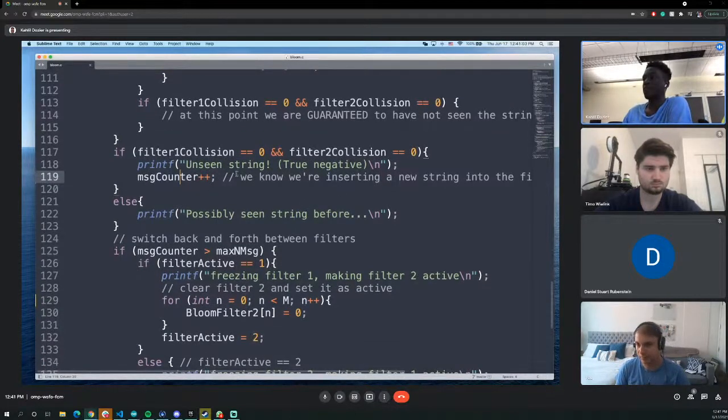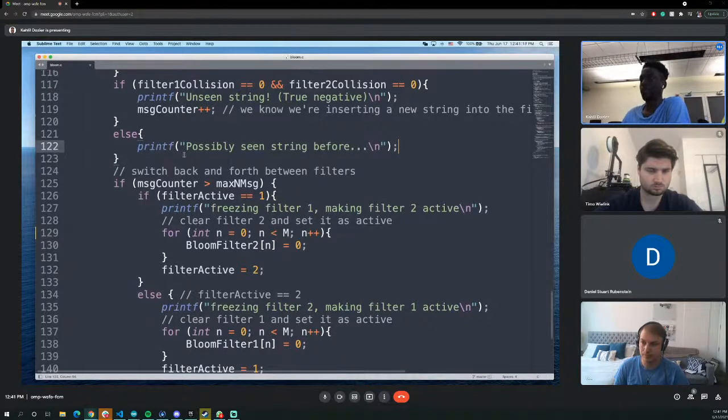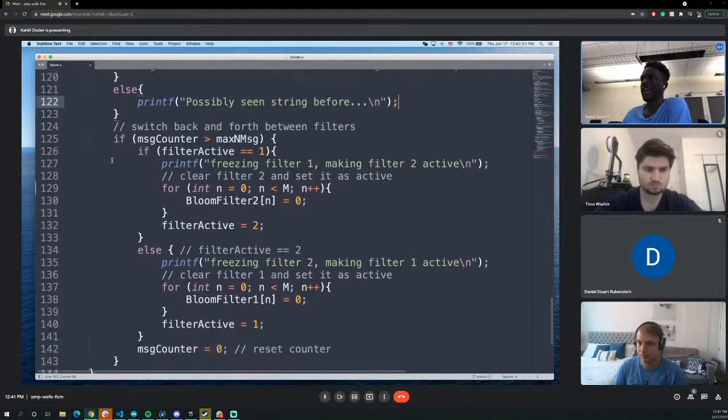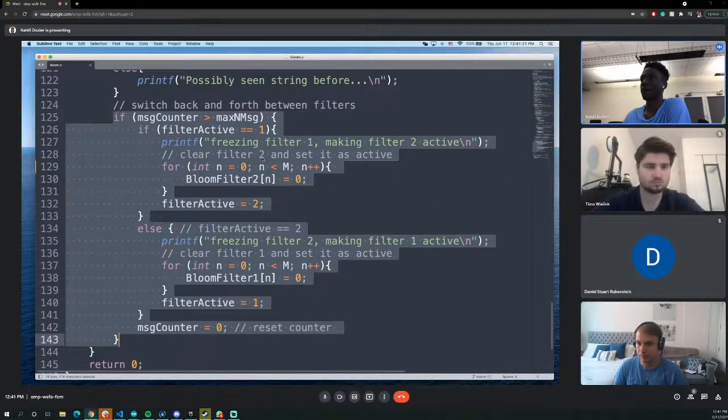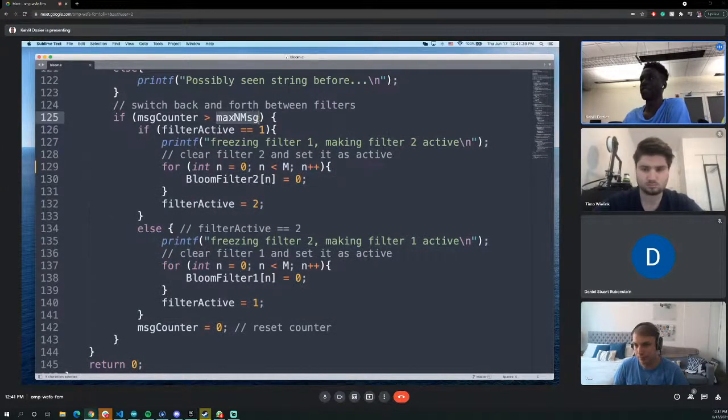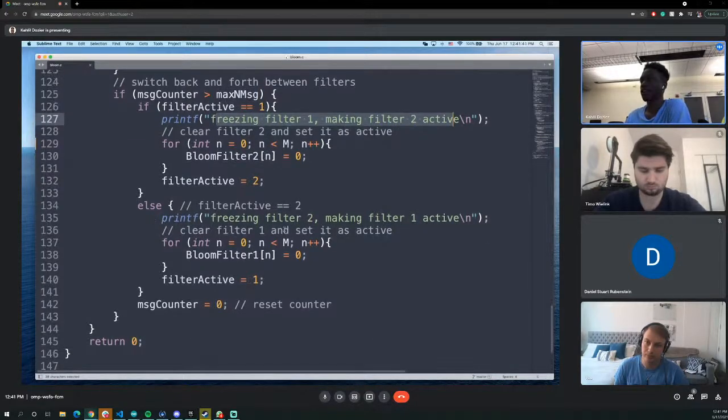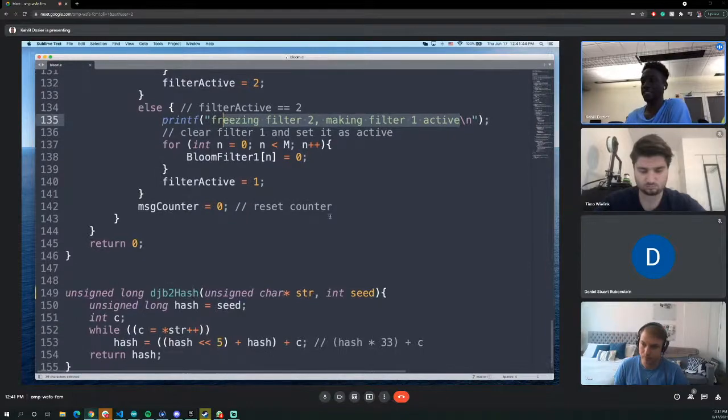So if we haven't seen the string, identify true negative. But if we have seen the string, I say possibly because it might be a false positive. So it just prints out whether we might have a false positive or not. And then finally, this implements the switching back and forth part. Basically, I have a parameter that says, okay, the messages are full enough. And once we've hit this parameter, we just freeze the filter and make the other filter active. That's about it. And that's just the hash function.